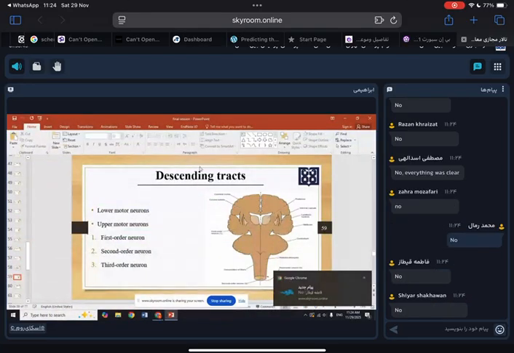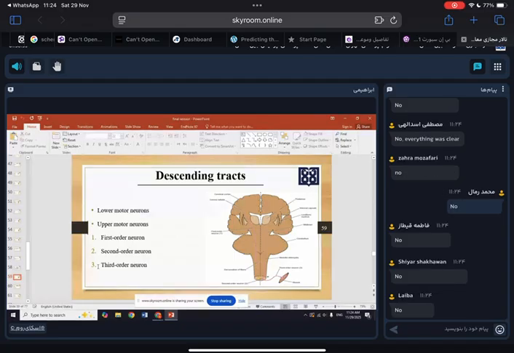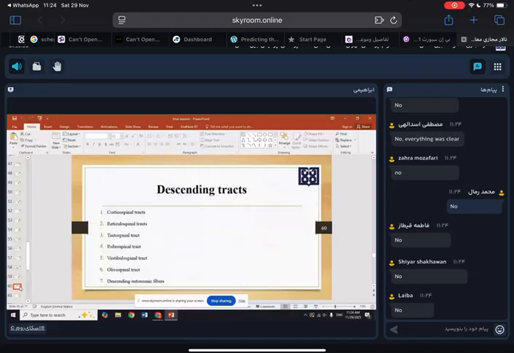The descending tract. The descending tract are the same. We have again first order neuron, second order neuron, and third order neuron. If you understand the ascending tract, the descending tract are very easy for you. Look at here. We have lots of descending tract. We study one by one.